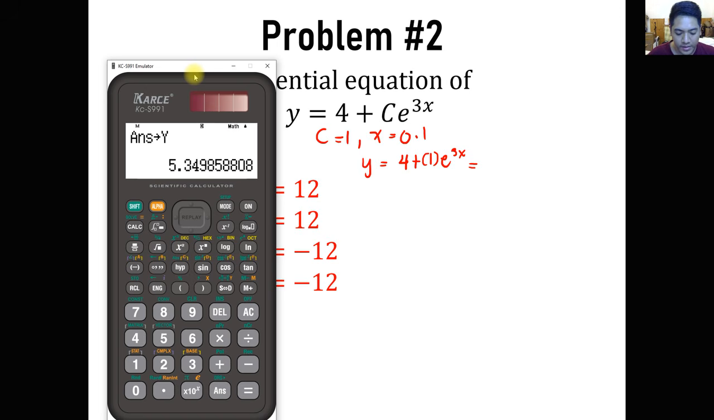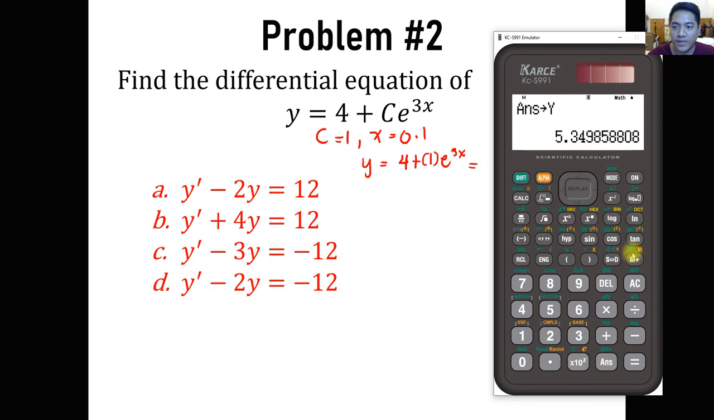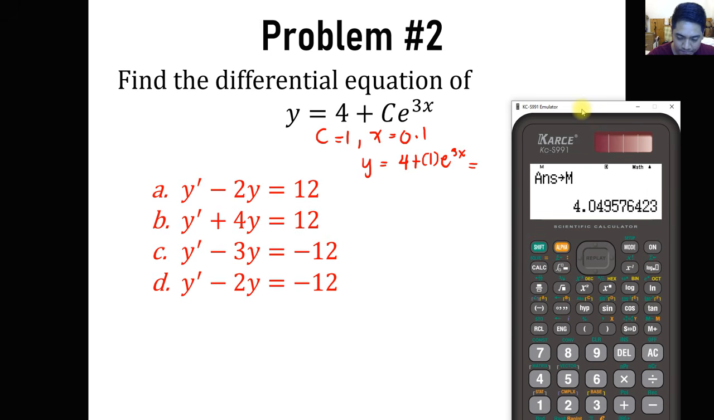Next, we have to get the value for the derivative. Shift derivative here. We have the derivative of 4 plus c e raised to 3x with c equals 1. So the function reduces just like this: 4 plus alpha e raised to 3 alpha x, and then x equals 0.1. That value we're going to shift store at m, reminding that that is y prime.